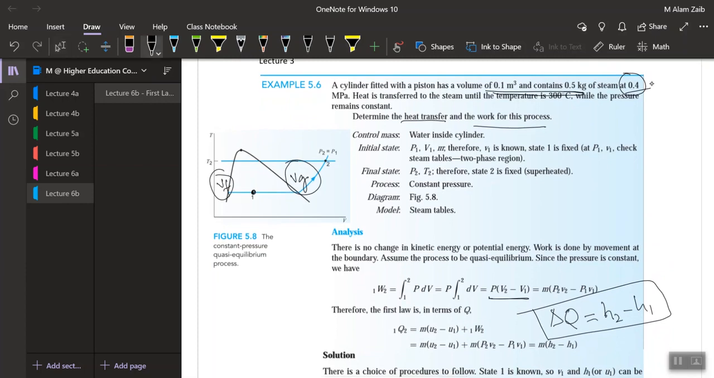Now going back to the same thing, let me have another state two as well, which is at 0.4.